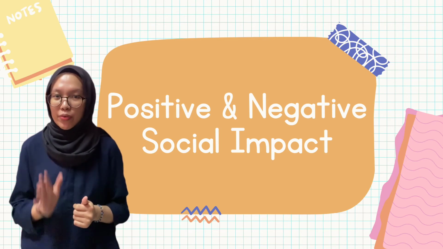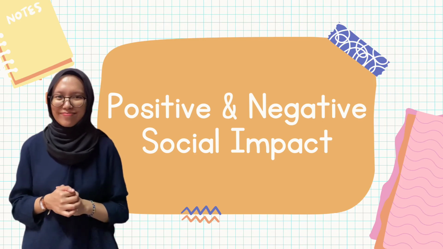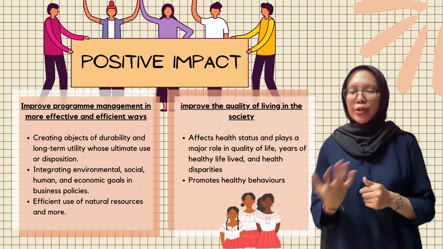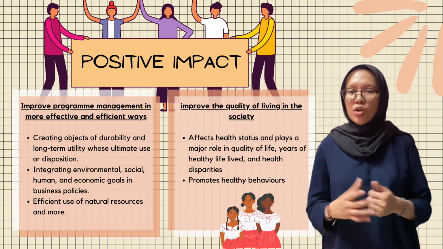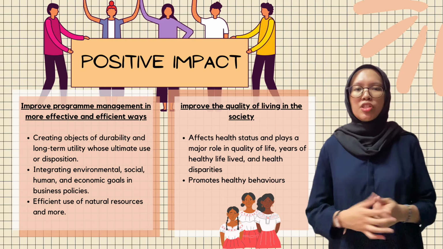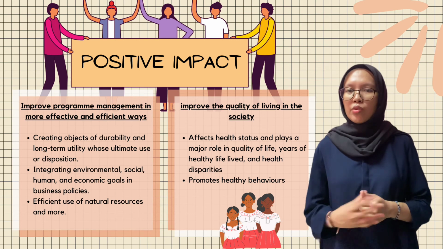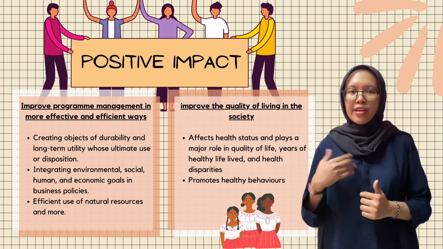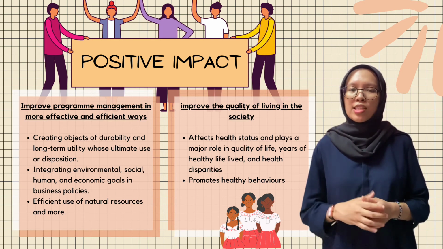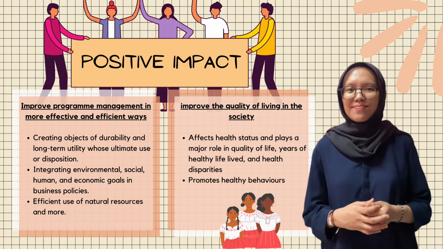And now I will share with you guys the positive and negative social impacts towards environment and organization. We'll begin with the positive impact. The first one is it will help the firm to improve program management in more effective and efficient ways to achieve project sustainability without affecting the environment and society. It can be achieved by creating objects of durability and long-term utility whose ultimate use or disposition will not be harmful to the future generations. And the next one is by integrating environmental, social, human, and economic goals in business policies. And the last one is by using natural resources in efficient ways.